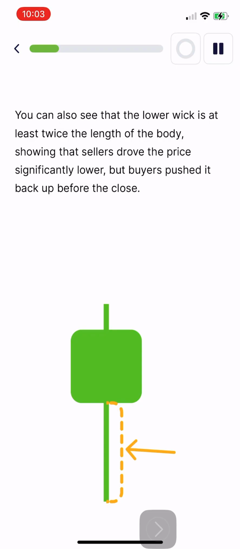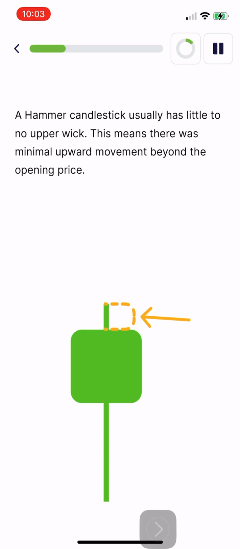You can also see that the lower wick is at least twice the length of the body, showing that sellers drove the price significantly lower, but buyers pushed it back up before the close. A hammer candlestick usually has little to no upper wick. This means there was minimal upward movement beyond the opening price.